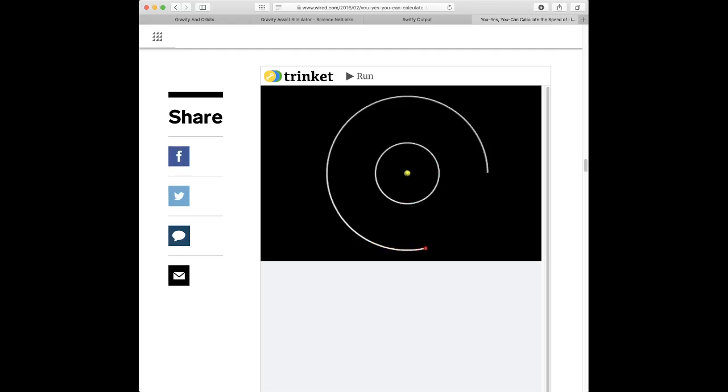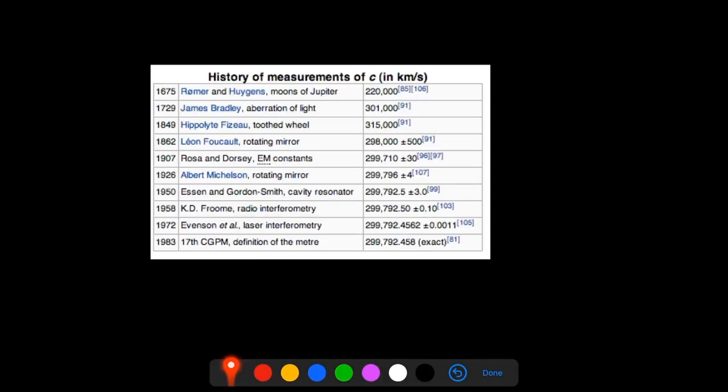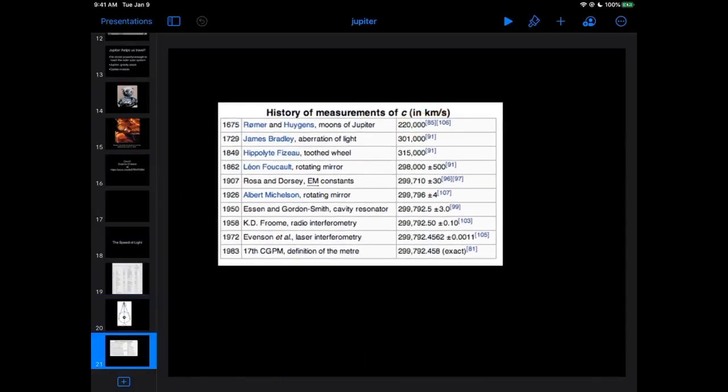That is a bit of history about how Jupiter's moons were used to find the speed of light. This is another summary table of the history of the measurements of c. Here's Romer. He got about 220,000 kilometers per second, which is in the ballpark. Even as the numbers got better and better through the 1700s and 1800s, Romer did have a first good stab at it by using the moons of Jupiter. So moons of Jupiter for speed of light measurements: one of the original ones.